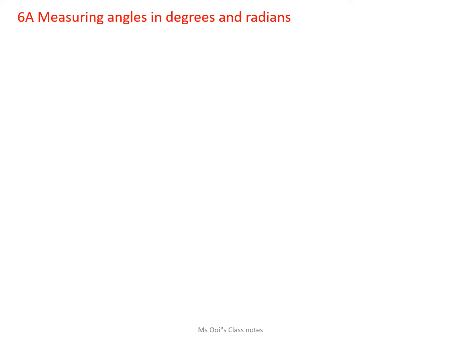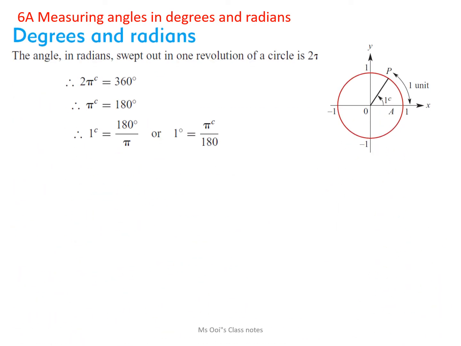Let's look at the very first lesson, measuring angles in degrees and radians. The angle in radians swept over in one revolution of a circle is 2 pi radians, which is equal to 360 degrees. Therefore pi radians is 180 degrees, and 1 radian is 180 over pi degrees, or 1 degree is equal to pi over 180 radians.